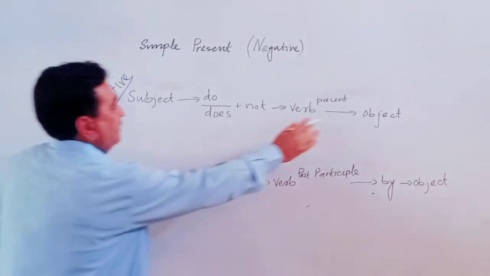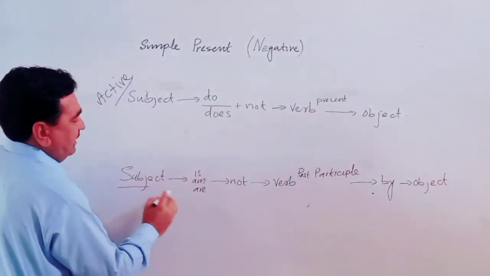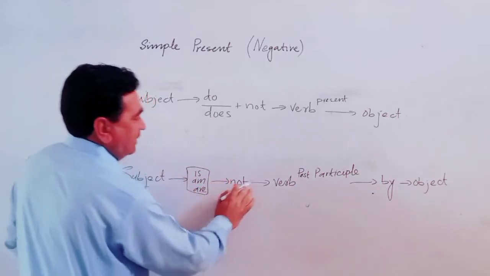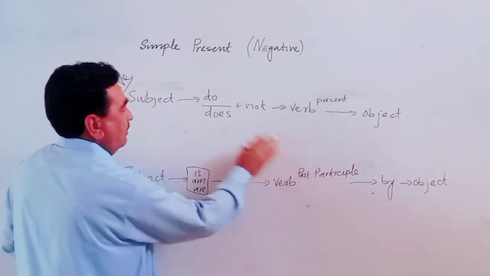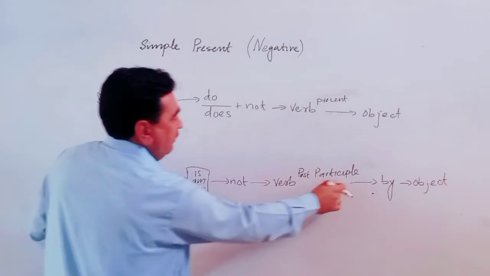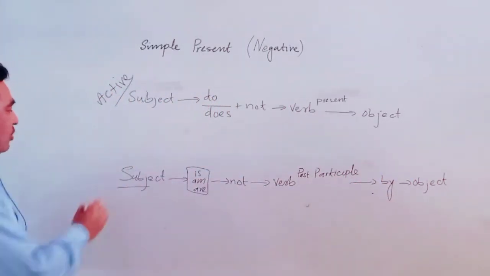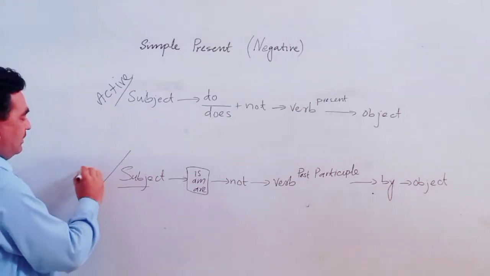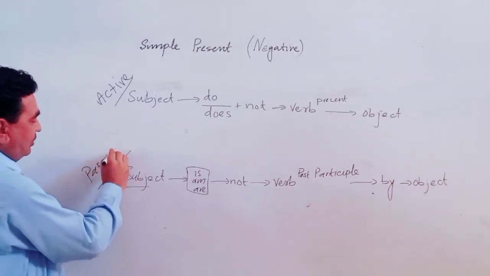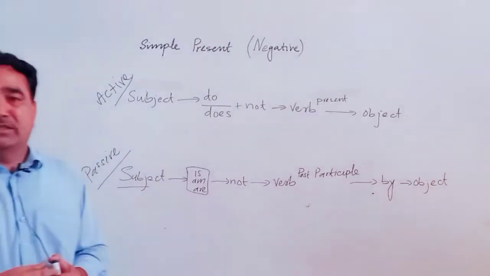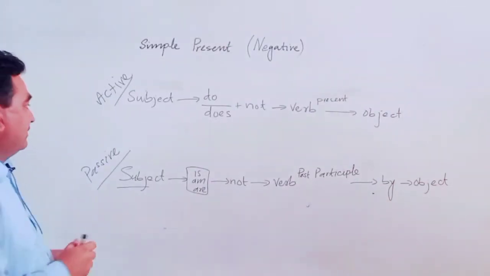So this object will become the subject, then it will be followed by is, am, are, then followed by not, followed by the past participle of the verb, then followed by by plus object. This is the passive structure. This is the passive structure of a negative sentence in simple present tense. Let's take an example.